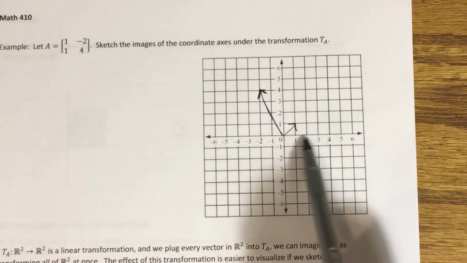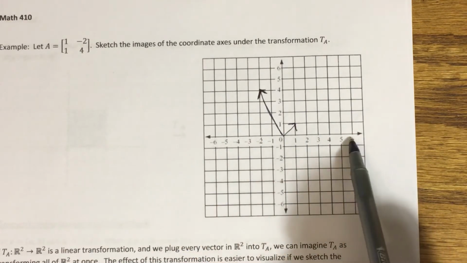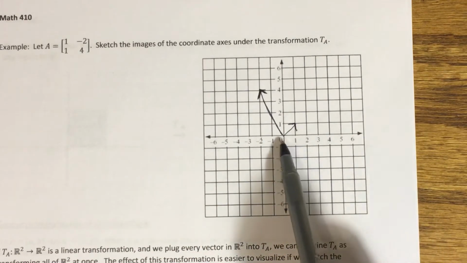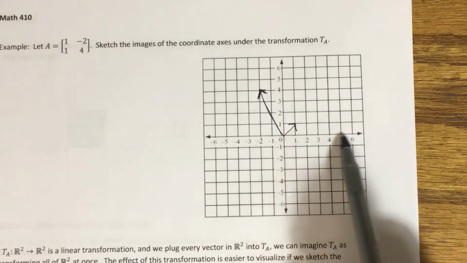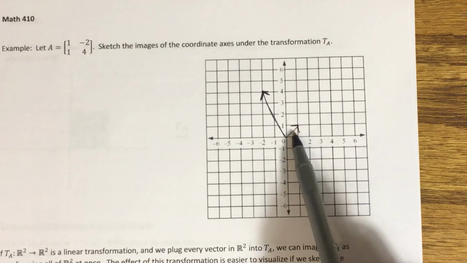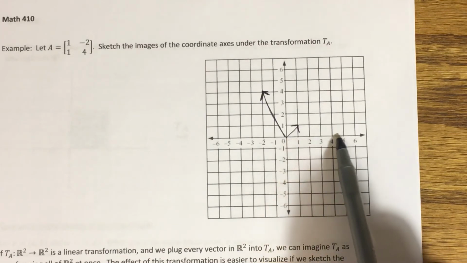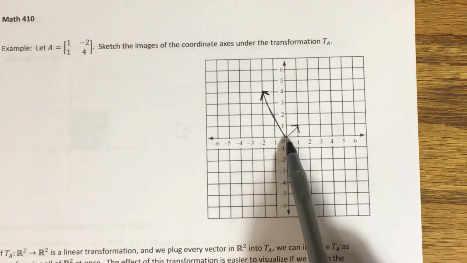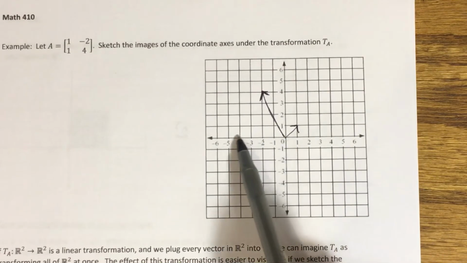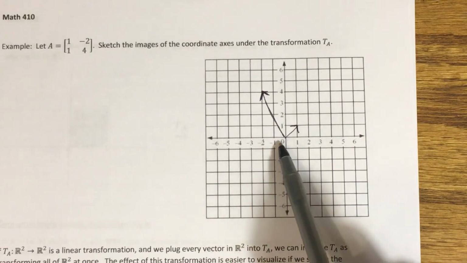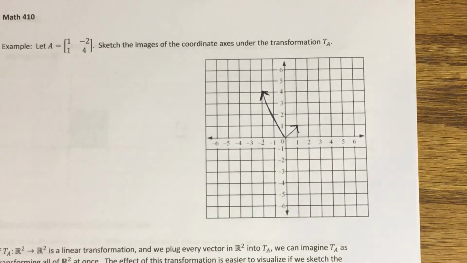Well, the x-axis can be thought of as the line containing all scalar multiples of the vector i. Hopefully you can see why that's the case. If I multiply i by any positive scalar, I get some vector on the positive x-axis. If I multiply it by a negative scalar, I get some vector pointing in the direction of the negative x-axis. Multiply it by 0, I get the origin.